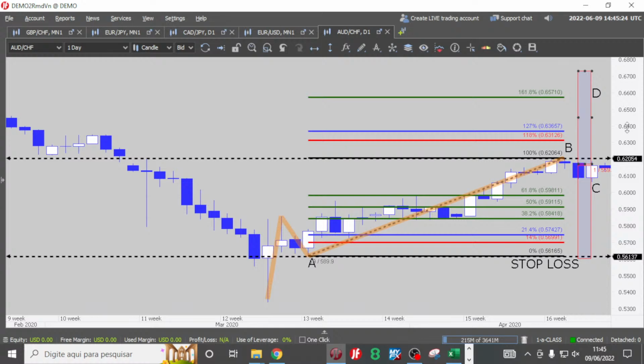What if after making the C point, the market bounces around the retracement level? We are going to see this, it's totally normal. Shiro, I believe the answer you are looking for is stay in the trade.